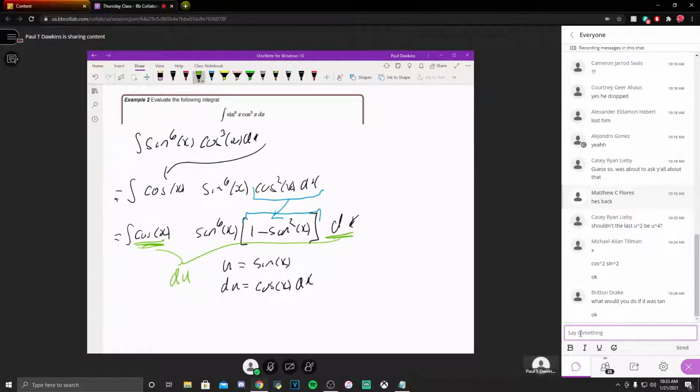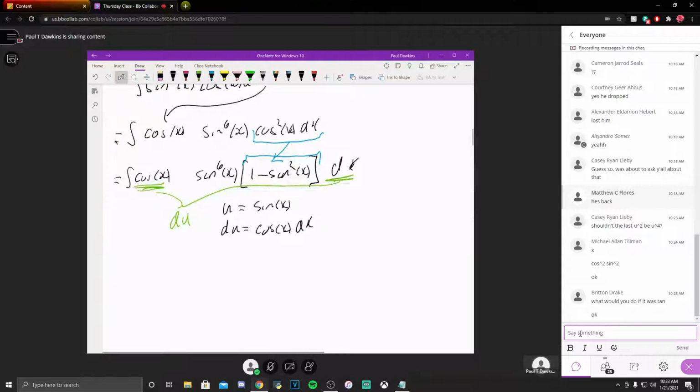Okay. So down here, integral, sorry, du. So strip it out here behind. So my cosine is going to become my du. I see a sine to the 6 here. Well, that means that's just u to the 6. And then bracket 1 minus u squared. Does that make sense to everybody?